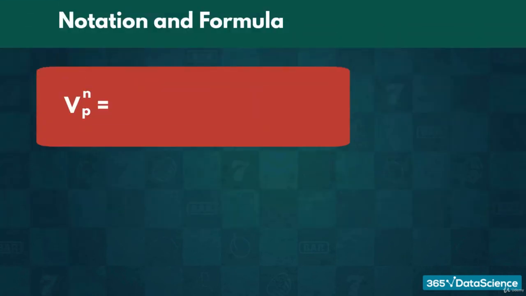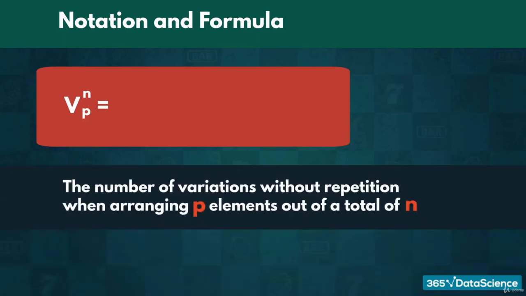It's time to introduce you to the formula for calculating variations without repetition. The number of variations without repetition when arranging p elements out of a total of n is equal to n factorial over n minus p factorial.